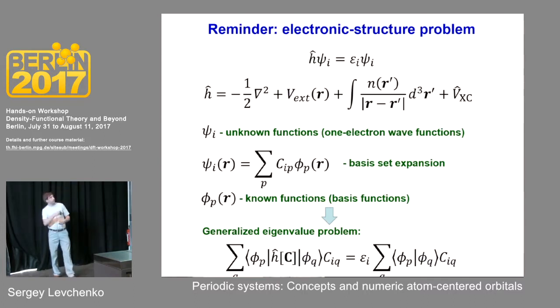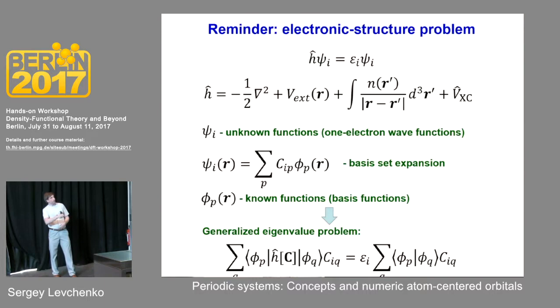And in order to solve this equation, we express these unknown functions as a linear combination of some known functions, which are called the basis functions. And after substituting this expansion into these Kohn-Sham equations, we obtain an eigenvalue problem, which is a nonlinear problem because the matrix here depends actually on the eigenvectors themselves, so it has to be solved self-consistently.